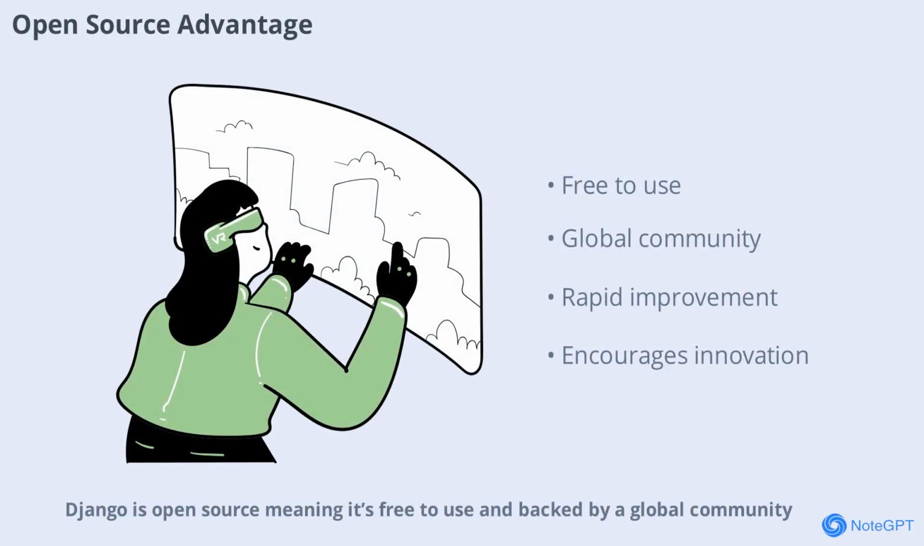Django is open source, meaning it's free to use and backed by a global community. This fosters innovation, transparency, and rapid improvement. You can contribute to Django's development, report issues, or simply benefit from the collective expertise of thousands of developers worldwide.